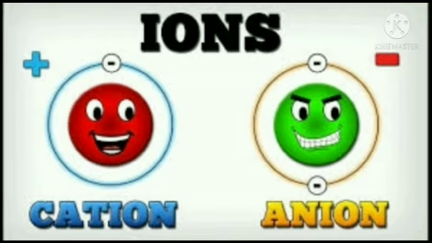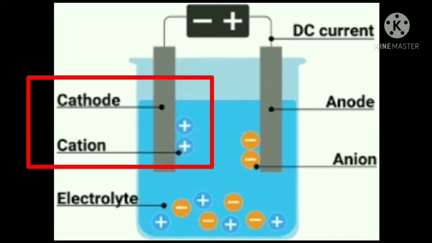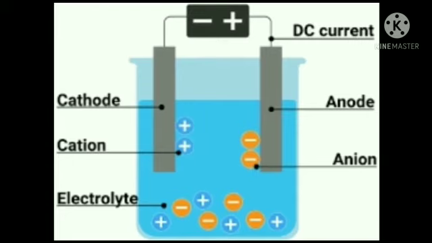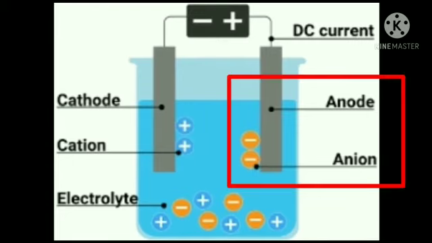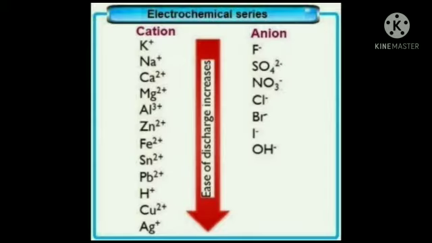Now you have no confusion. Cation and anion are opposite charges. Cation is positive, anion is negative. Cation migrates towards cathode, so at the cathode it will be deposited. Anion migrates towards anode and there it will be deposited or evolved.